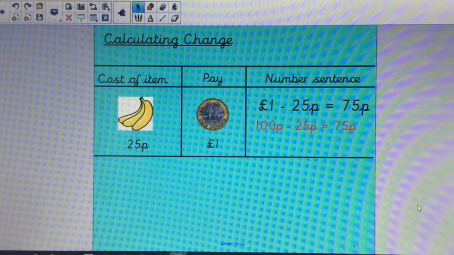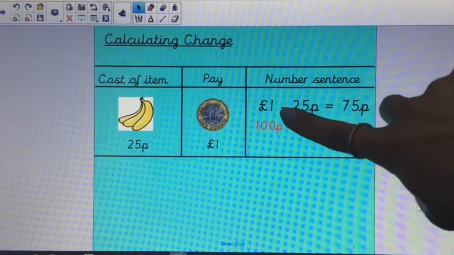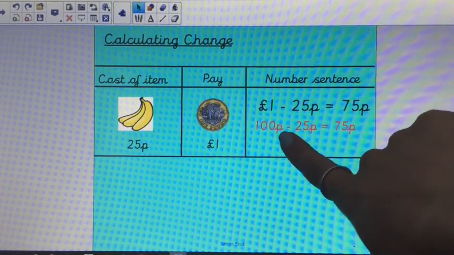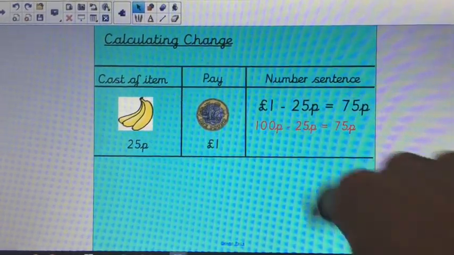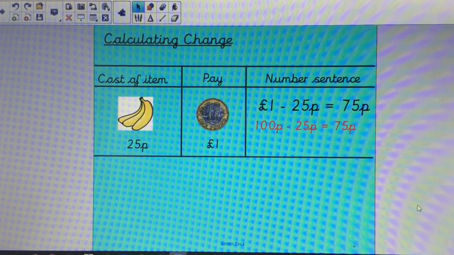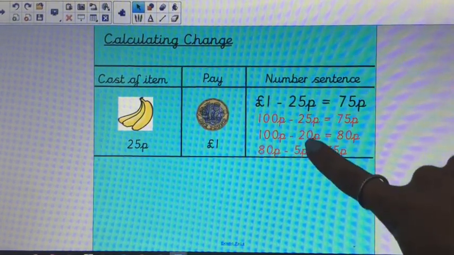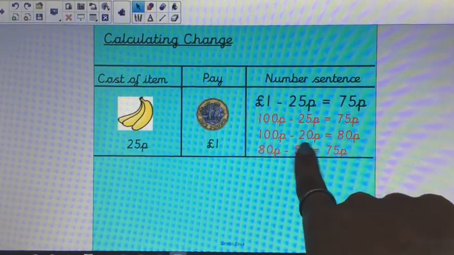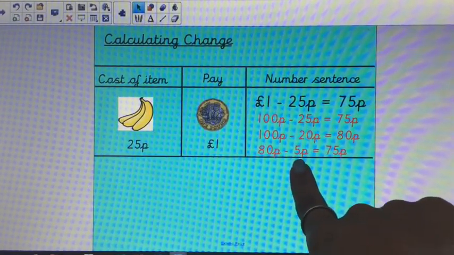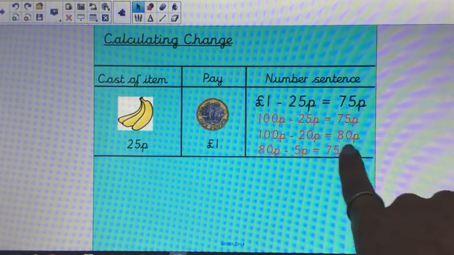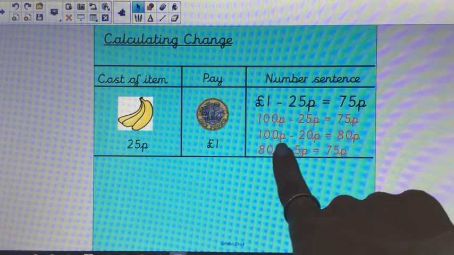Well done if you got that correct. So first step was to convert the £1 into 100 pence. So 100 take away 25. And to do that, we need to split the 25 into its tens, which is 20, and its ones, which is 5. So starting with the tens, taking away the tens first.